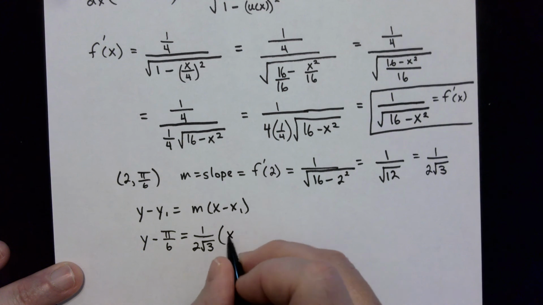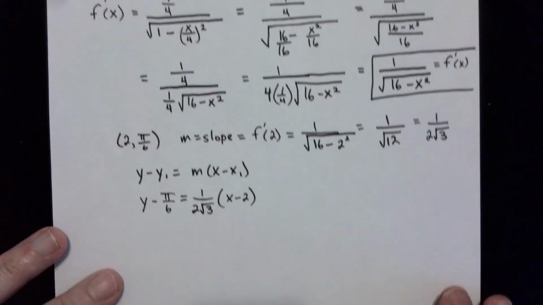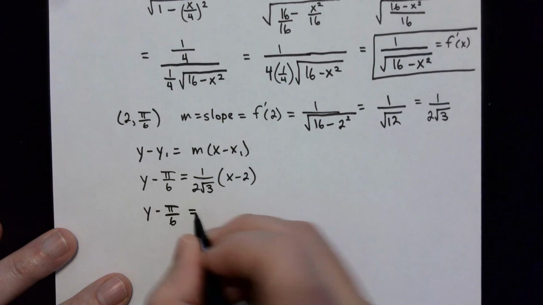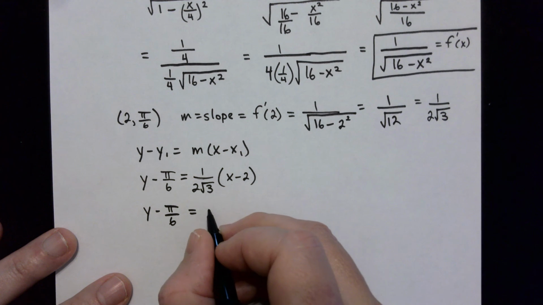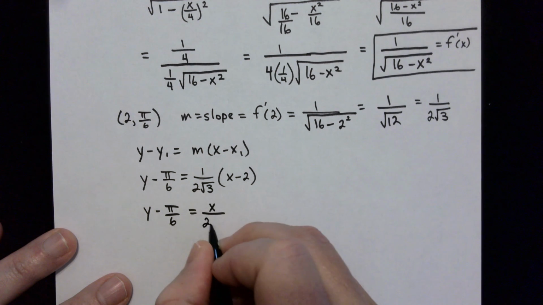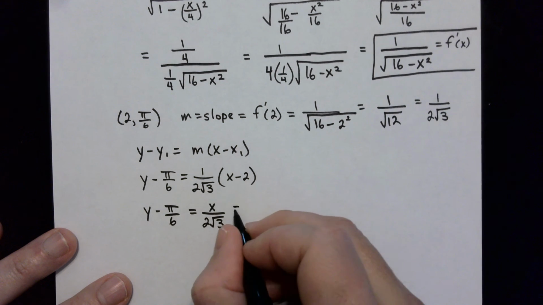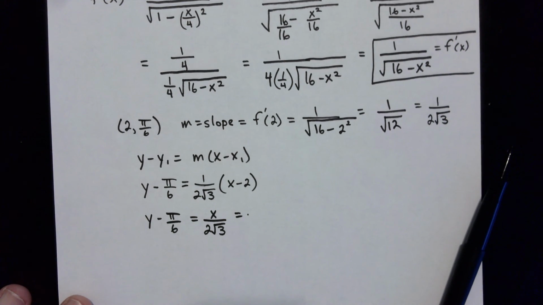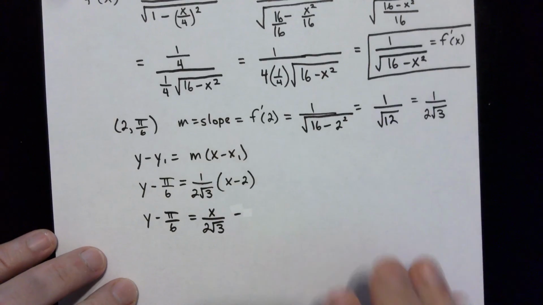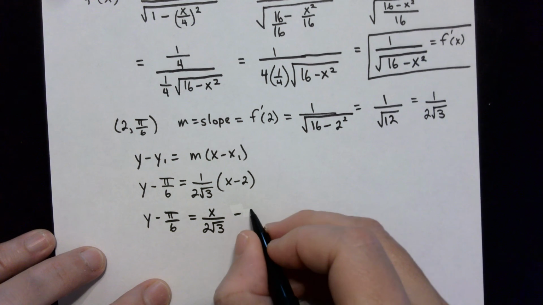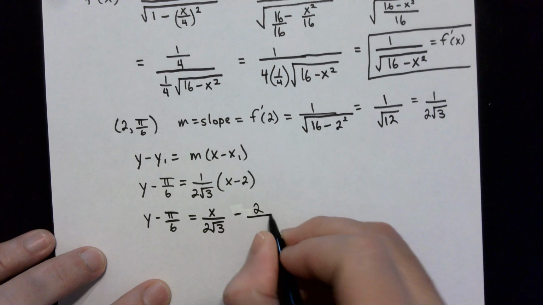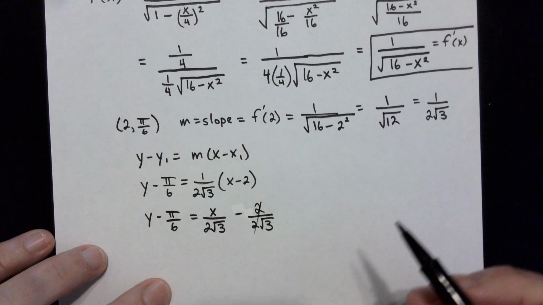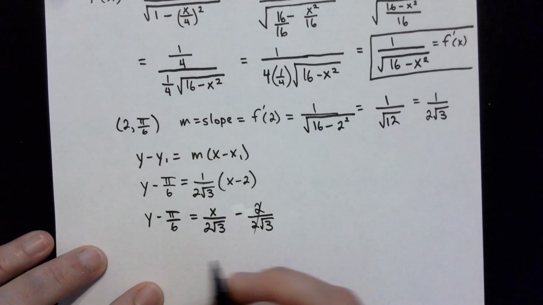times x minus 2. Okay, now if we clean that up, that would be y minus pi over 6 is equal to, let's distribute this. It's going to be x over 2 square roots of 3. That's this one. And then it'll be minus, not equals, sorry, minus 2 over 2 square roots of 3. Okay, I'll reduce these on the next step, and I'm also going to move this pi over 6 over. We have to add it to both sides.